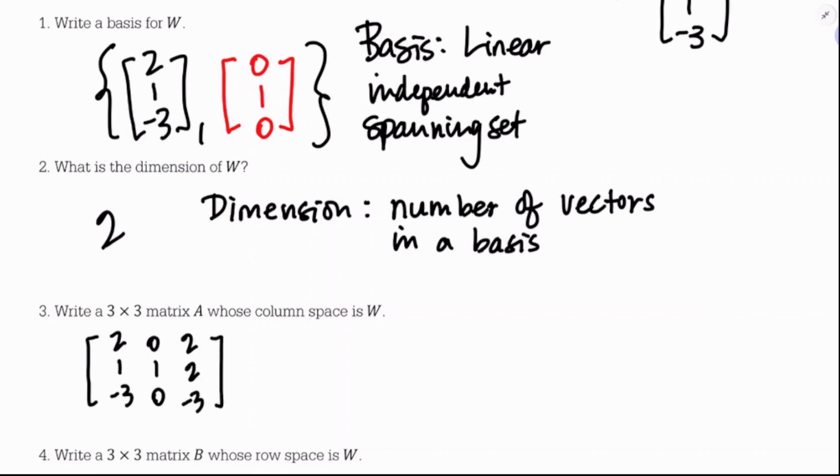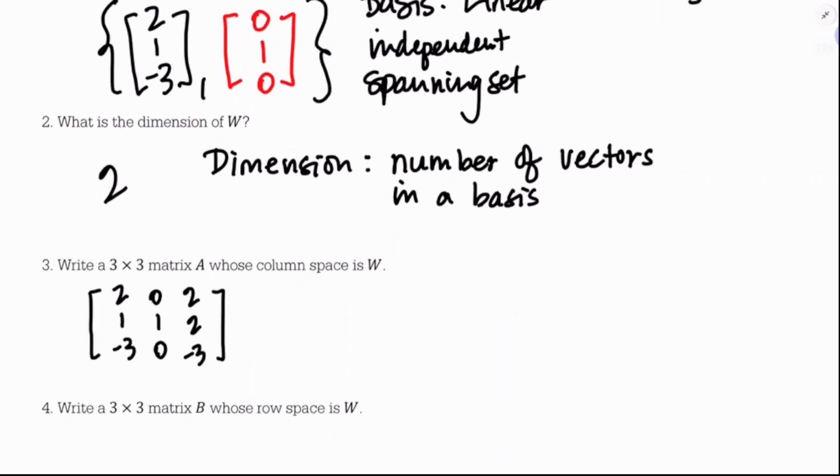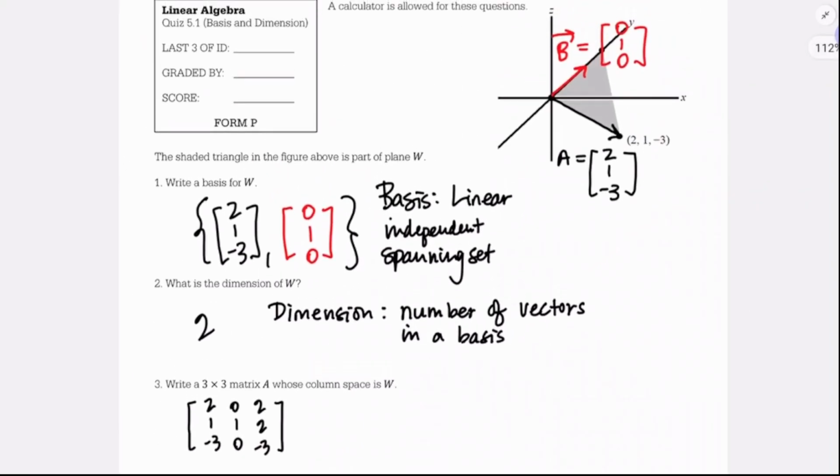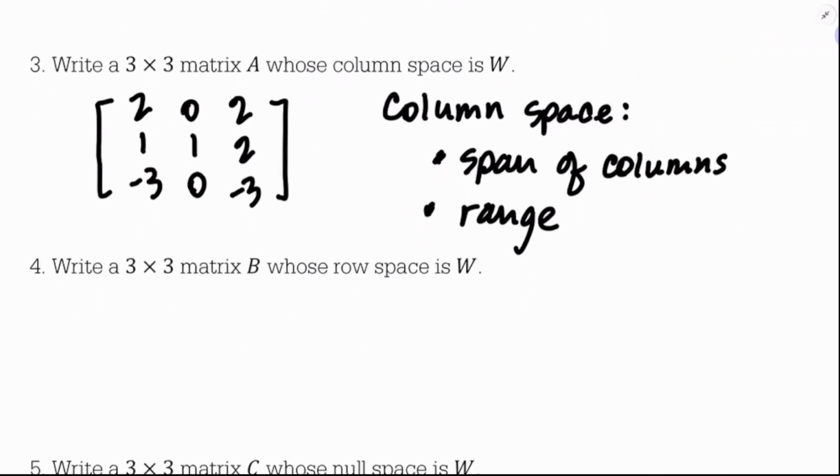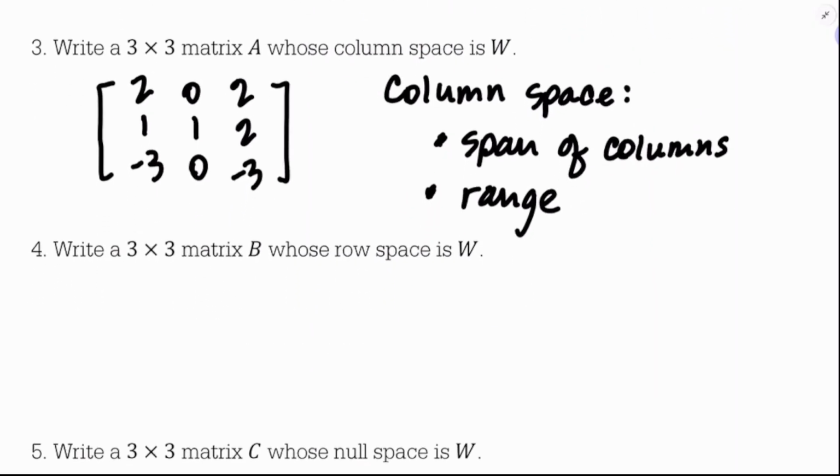I could have 0, 0, 0. I could have 0, 1, 0. I could copy one of the columns again. I could multiply one of the columns by a constant and then just copy it. There's going to be a lot of different matrices whose column space is W, but they do need to have linearly dependent columns.